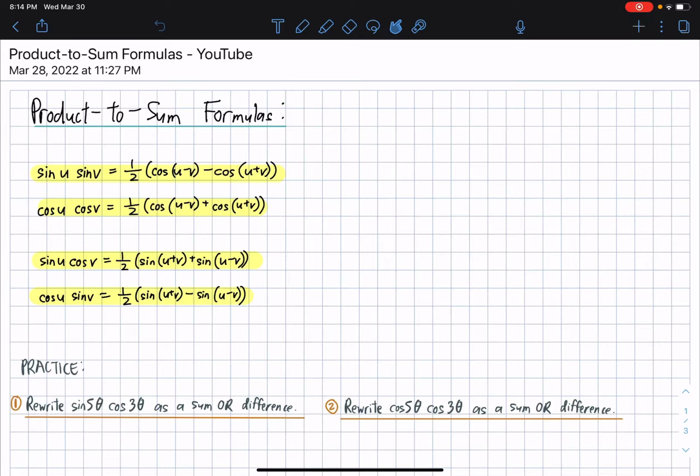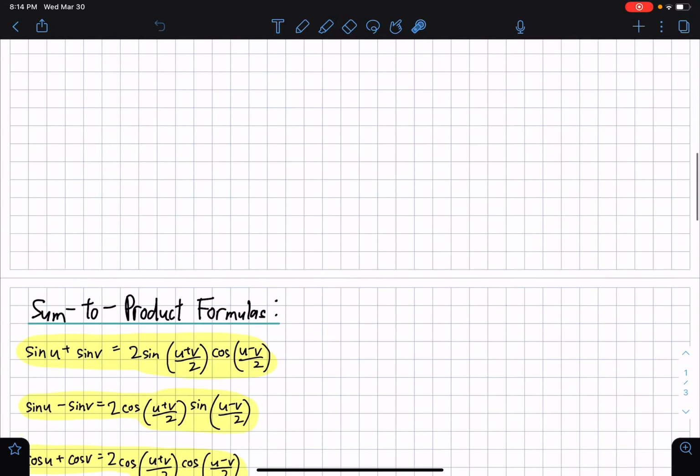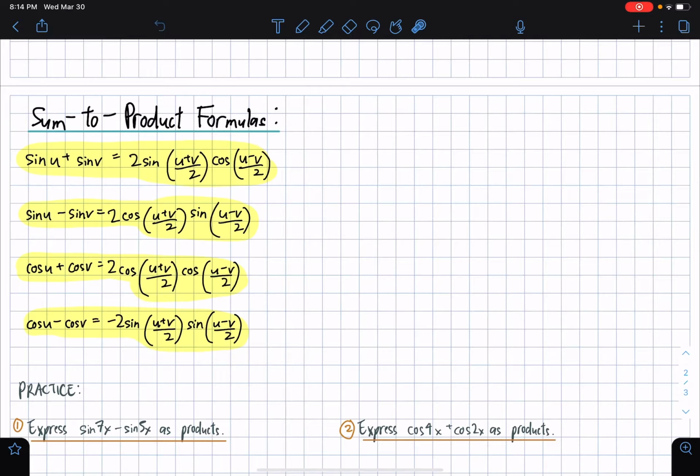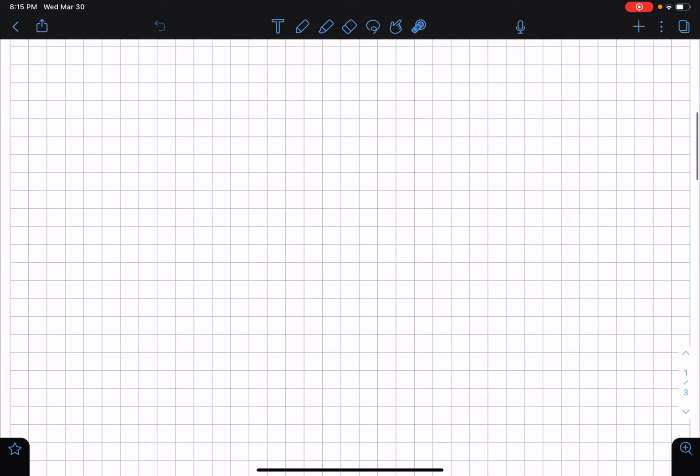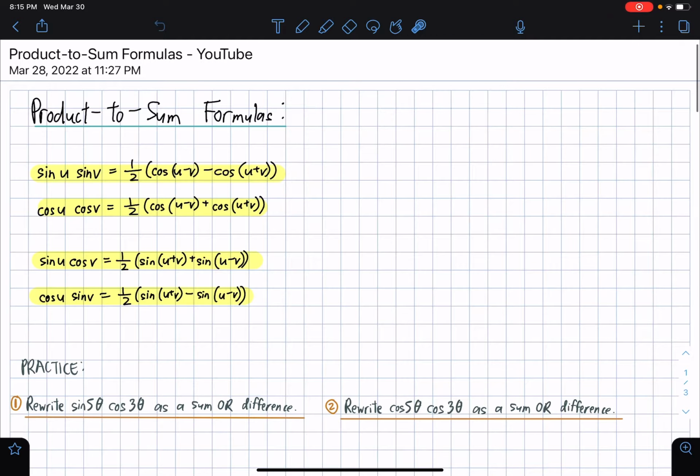In this video, we will be talking about the product to sum formulas as well as the sum to product formulas. These formulas below are the product to sum, while these are the sum to product formulas. They may be different to some extent, but they both involve sum and product. That's the common similarity that they share with each other.